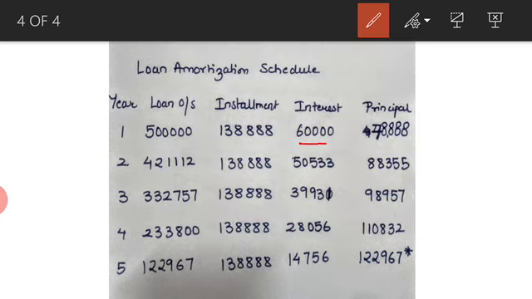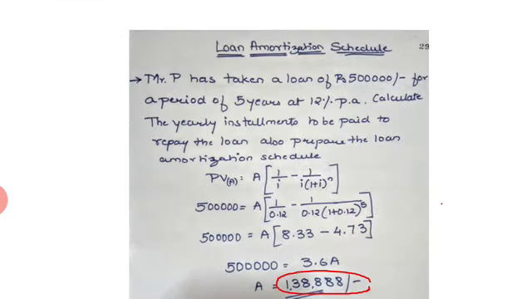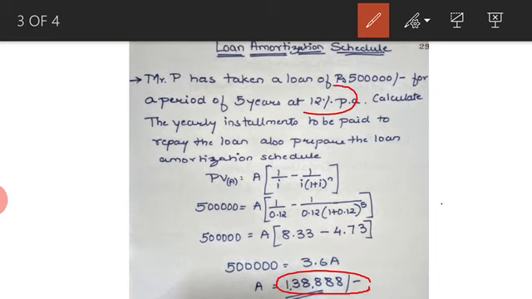Then interest. Now how do we calculate interest? If you remember, the rate of interest given to us is 12% per annum. So remember this, 12% per annum.